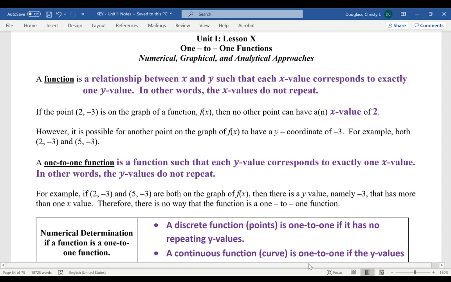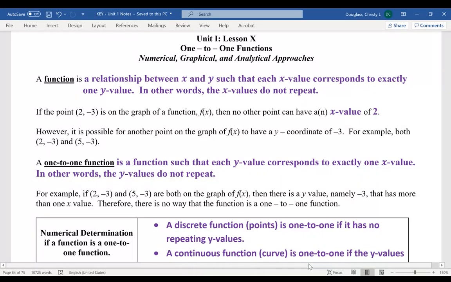However, it is possible for another point on the graph of f(x) to have a y coordinate of -3. For example, both (2, -3) and (5, -3) would be perfectly acceptable for a function. So in a function, the x values cannot repeat, but the y values can.